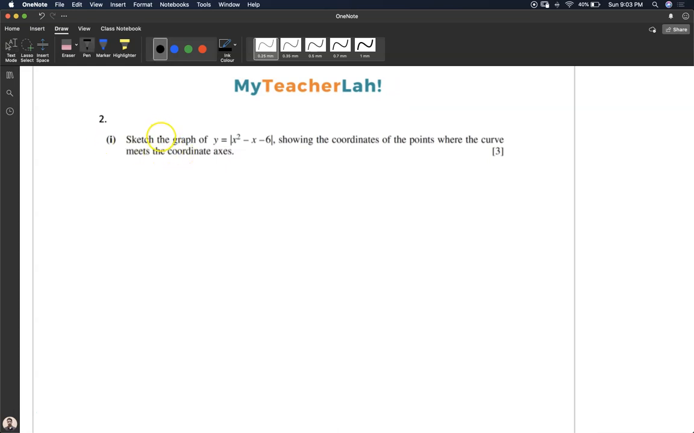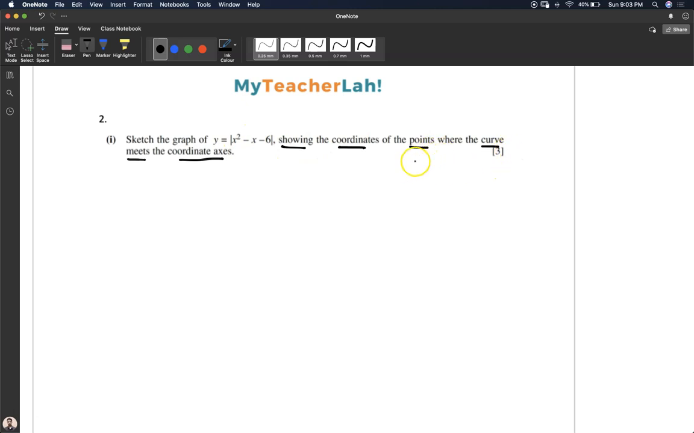Okay, right. So question number 2, sketching the graph. Sketch the graph of y equals modulus of x squared minus x minus 6, showing the coordinates of the points where the curve meets the coordinate axis. It's quite important to always look at what they really want on the graph. So they want you to show the coordinates of the points where the curve is actually meeting the axis. In simple terms, what they basically want is the intersections on the x-axis and on the y-axis. So as long as you show that, you probably get the full marks.